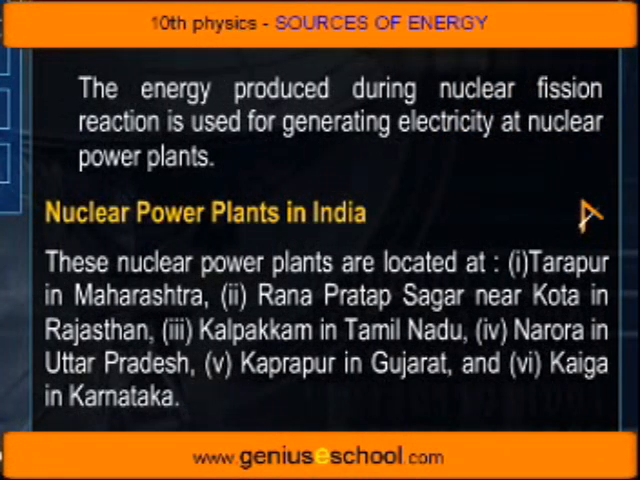Nuclear power plants in India. These nuclear power plants are located at Tarapur in Maharashtra, Rana Pratap Sagar near Kota in Rajasthan, Kalpakkam in Tamil Nadu, Narora in Uttar Pradesh, Kakrapar in Gujarat, and Kaiga in Karnataka.